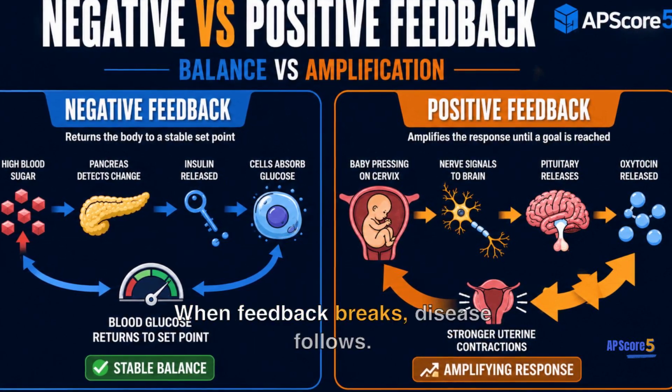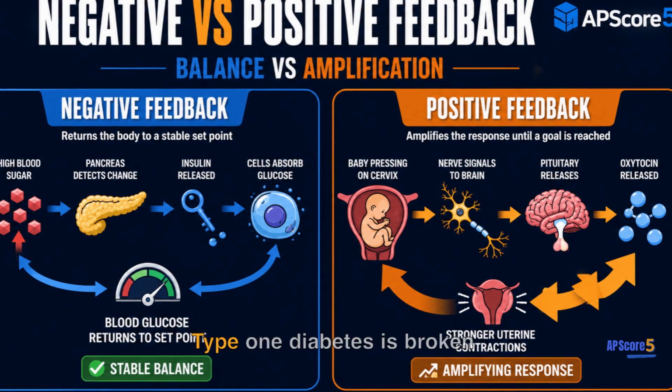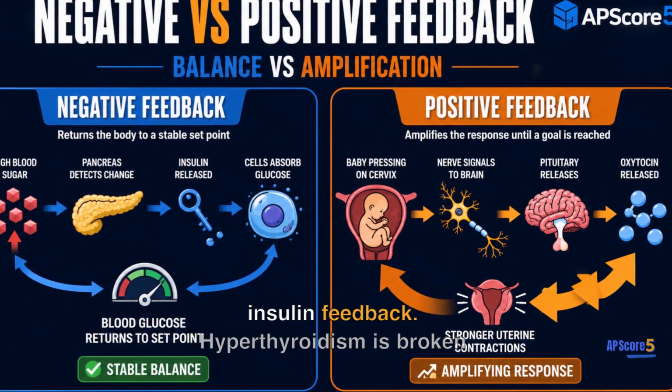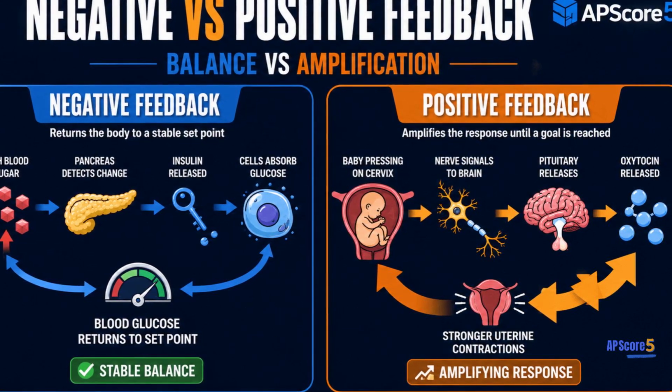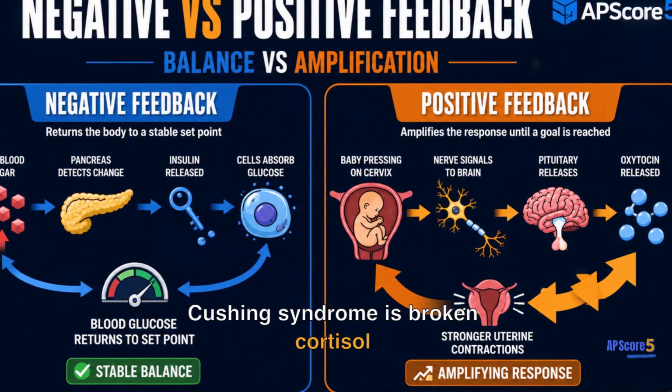When feedback breaks, disease follows. Type 1 diabetes is broken insulin feedback. Hyperthyroidism is broken thyroid feedback. Cushing syndrome is broken cortisol feedback.